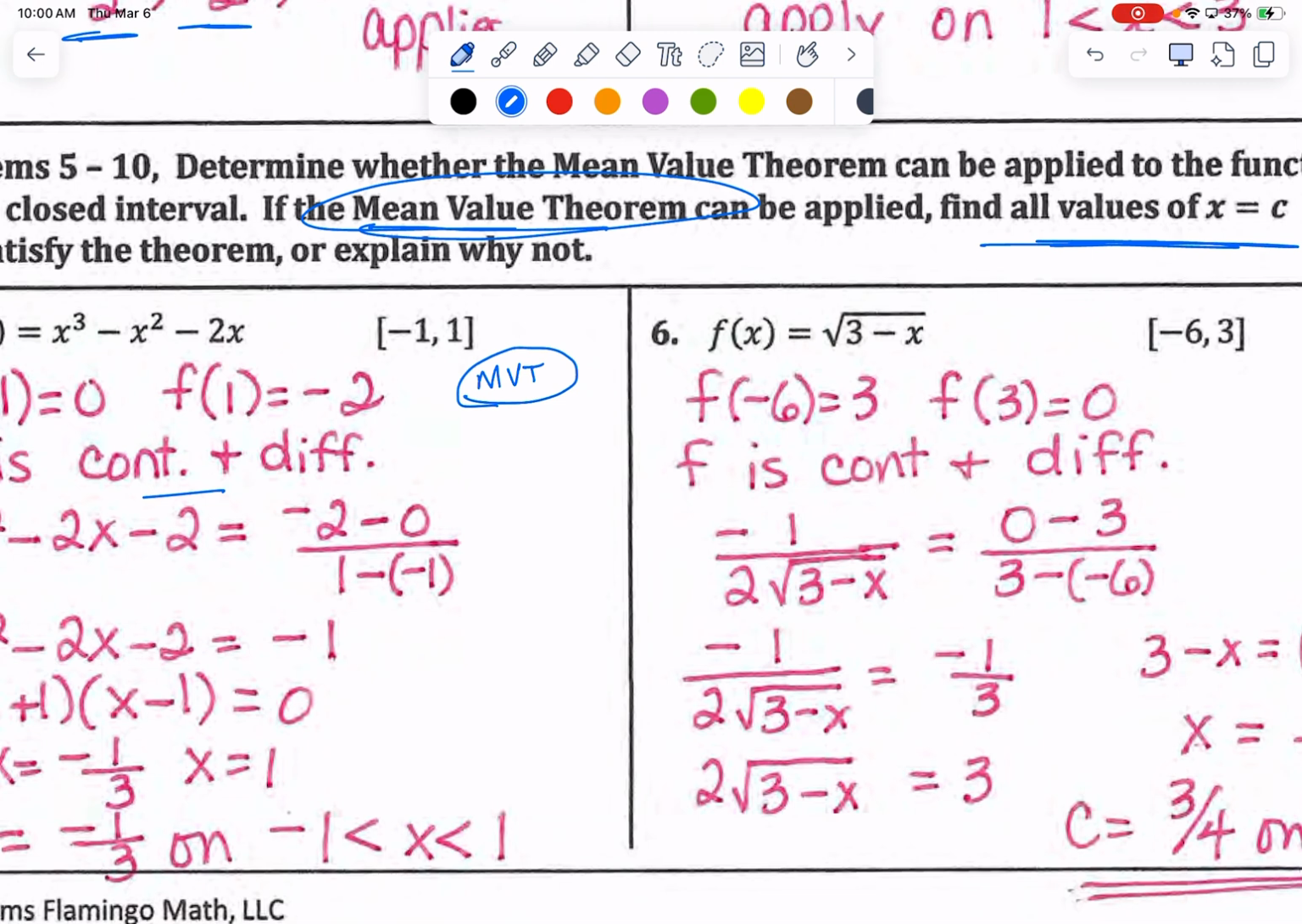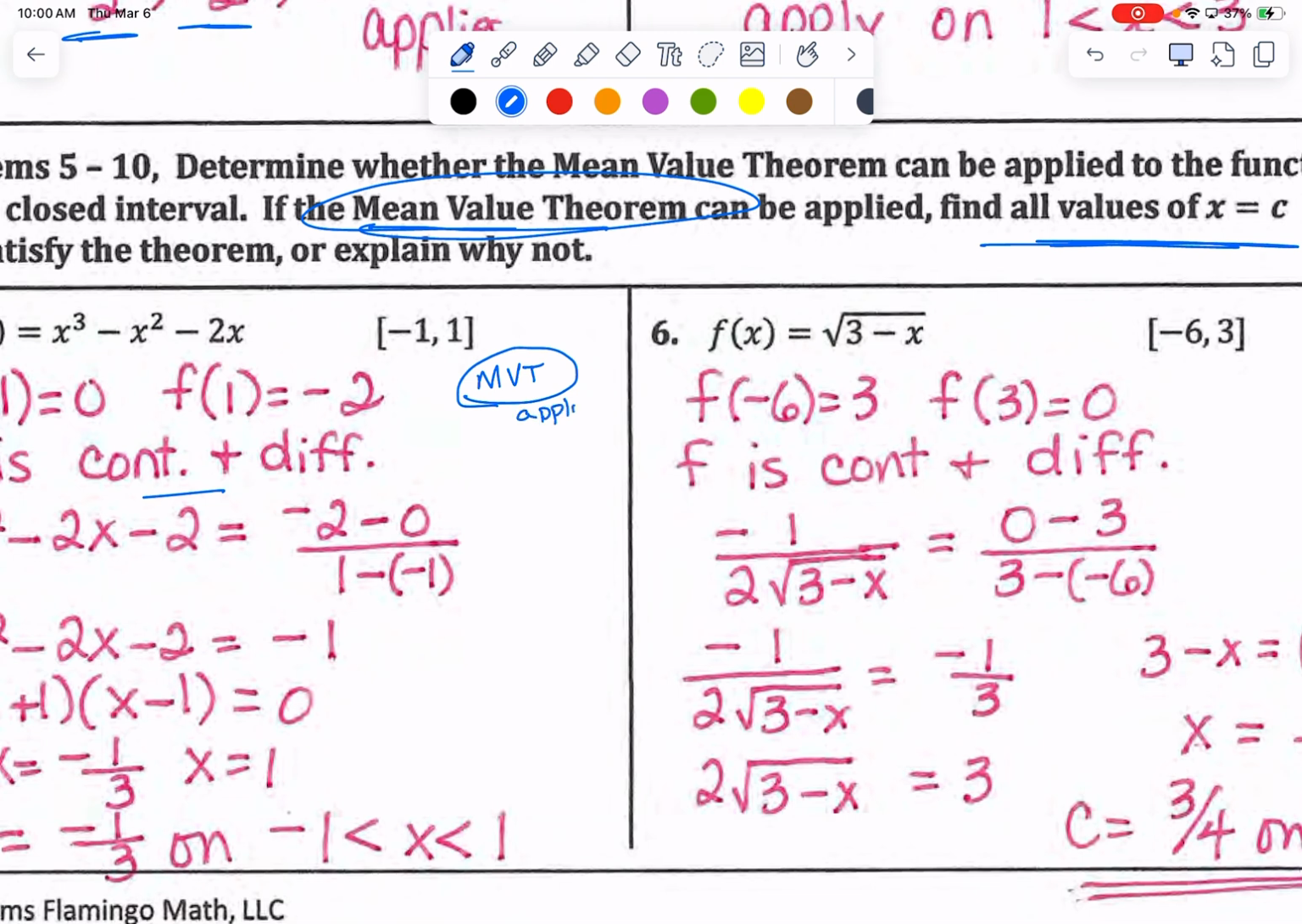It must be continuous on the closed and differentiable on the open. Let's say it again: it must be continuous on the closed and differentiable on the open. It's a polynomial. It's continuous everywhere. It's differentiable everywhere. There's no corners, cuts, or vertical tangencies. So the mean value theorem definitely applies.